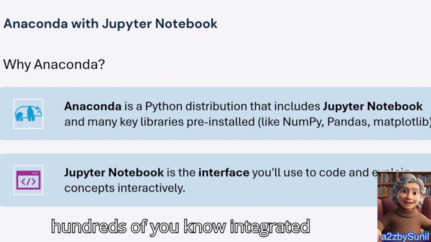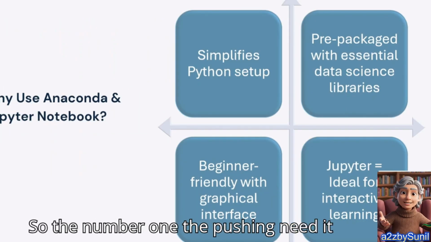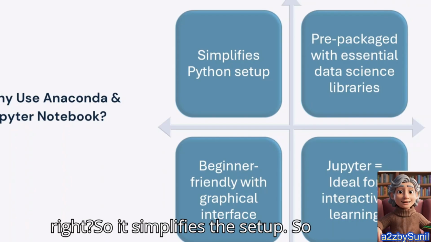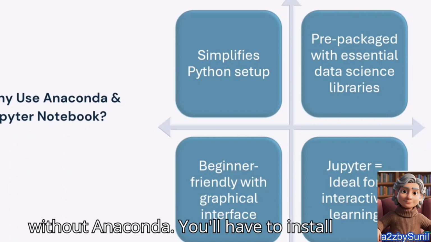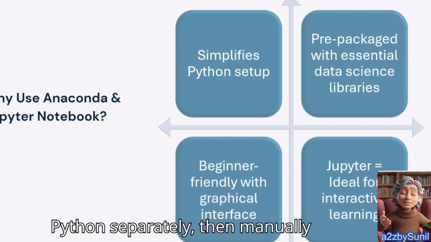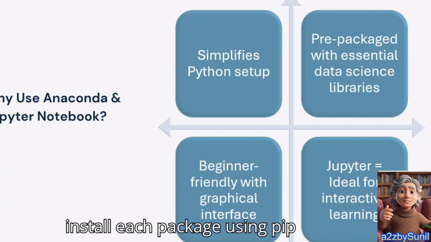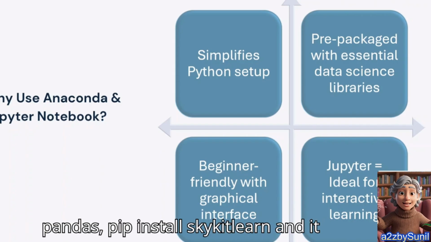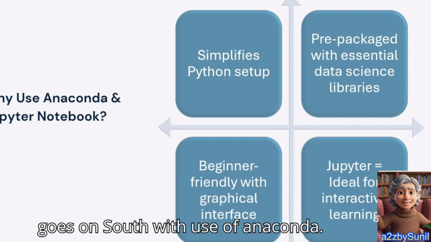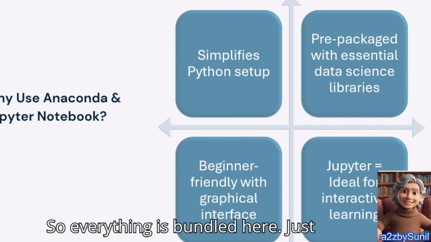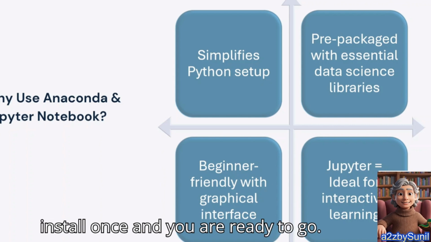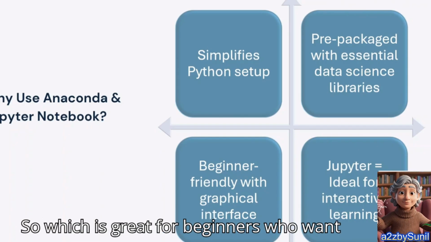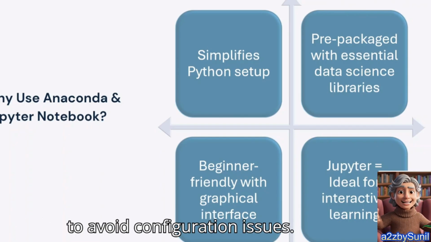Now the $1 million question is, why use Anaconda? There are hundreds of integrated development environments. Number one, it simplifies the setup. Without Anaconda, you'll have to install Python separately, then manually install each package using the pip command: pip install NumPy, pip install Pandas, pip install Scikit-learn, and it goes on. With Anaconda, everything is bundled. Just install once and you're ready to go, which is great for beginners who want to avoid configuration issues.